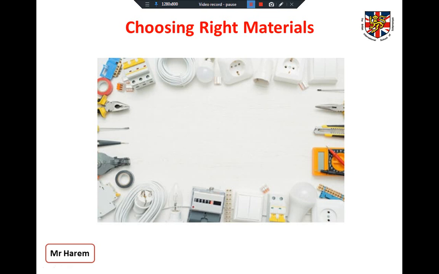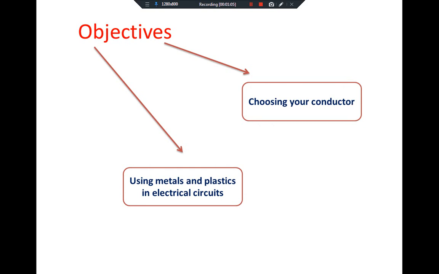In this lesson, we're going to explain the right materials that are needed for transferring electrical currents in order to reach our houses, in order for us to be safe actually. So therefore we will start with providing our objectives for today.